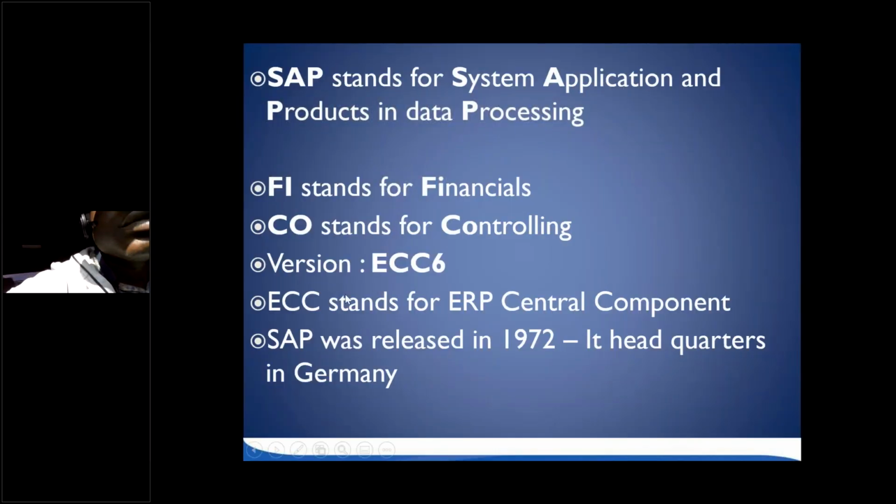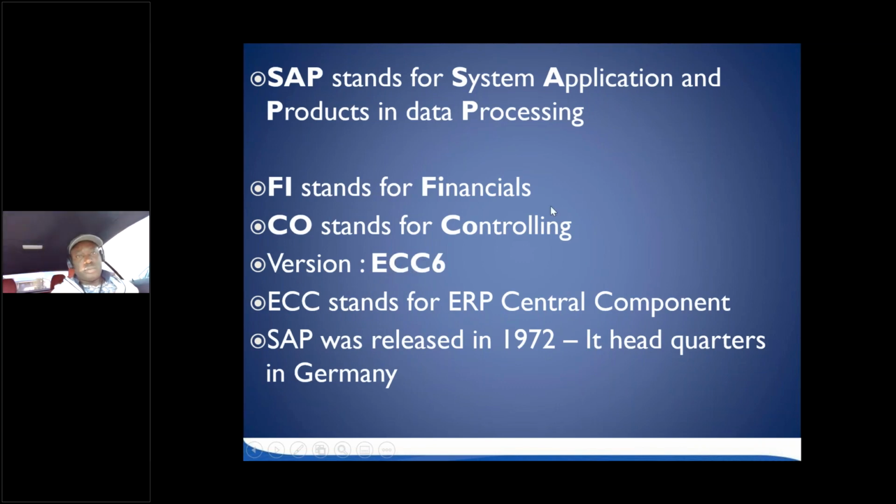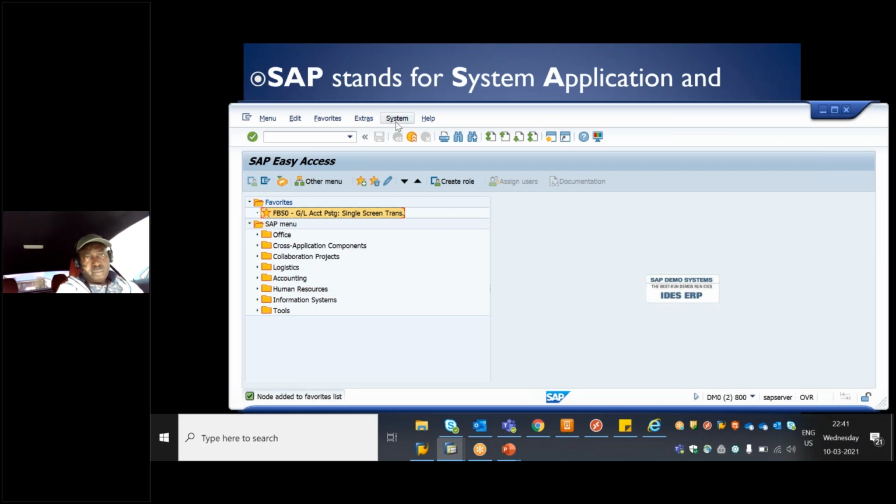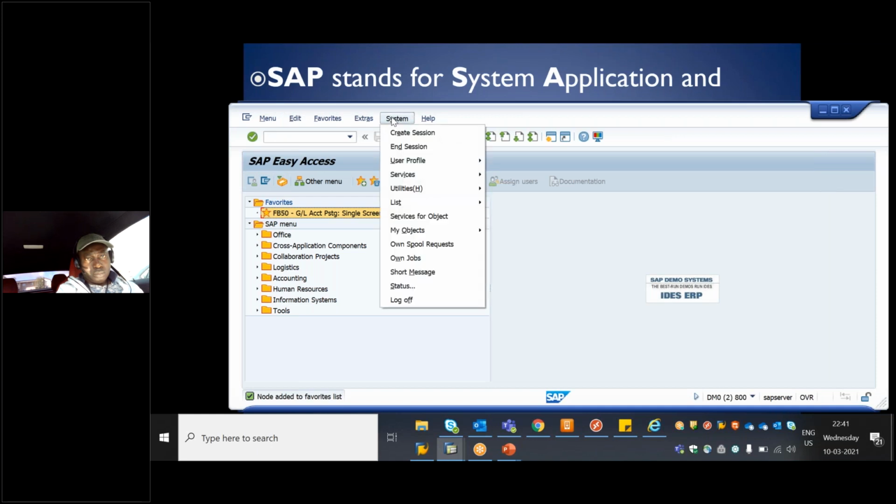See here, we need to identify the version. I'll show you how to identify the version. Here we have a menu header. In the menu header, you have an option which is System. Under System, you can see Status. Many options are there, and you will learn them one by one.